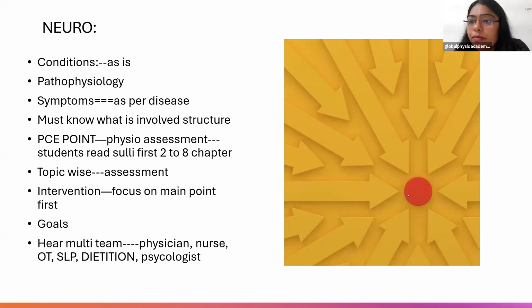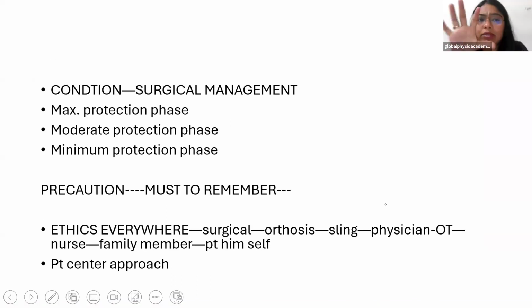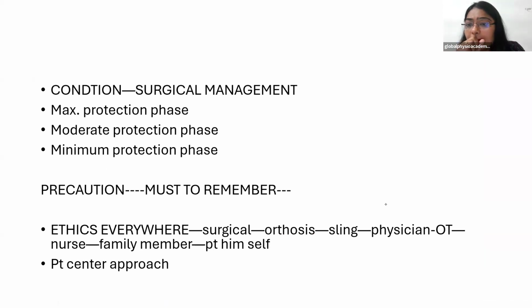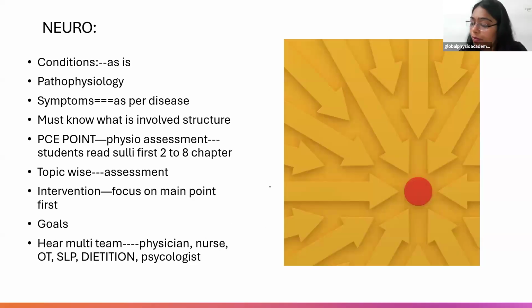Let's go with the neuro. Any question, MSK? I'm just giving superficial ideas. Good. Simran, question? No, ma'am, good to go. Good to go. Let's go. Neuro.